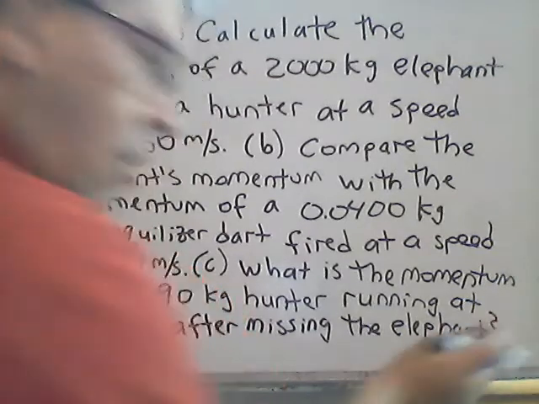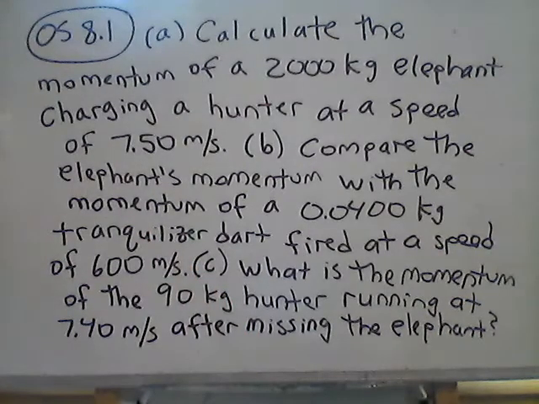All right. So here we go. A, calculate. So we're starting the first problem of the chapter. Calculate the momentum of a 2,000 kilogram elephant charging a hunter at a speed of 7.50 meters per second. B, compare the elephant's momentum with the momentum of a 0.0400 kilogram tranquilizer dart fired at a speed of 600 meters per second. And finally, C, what is the momentum of the 90 kilogram hunter running at 7.40 meters per second after missing the elephant?